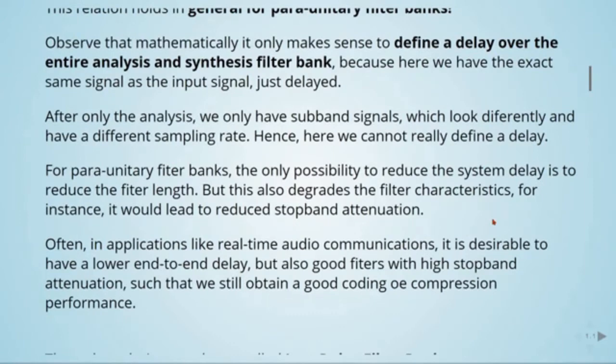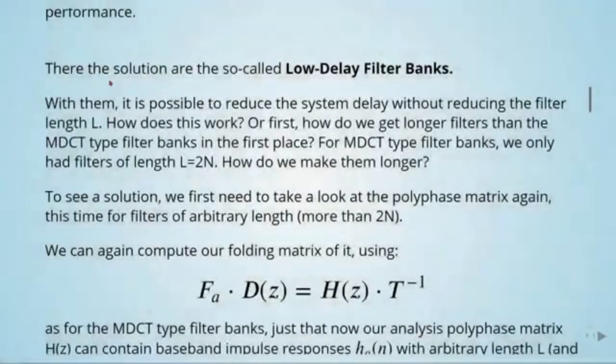Often in applications like real-time audio communications, it is desirable to have a lower end-to-end delay, but also good filters with high stop-band attenuation, such that we will still obtain a good coding or compression performance. There, the solution are the so-called low-delay filter banks. With them, it is possible to reduce the system delay without reducing the filter length L. And how does this work?